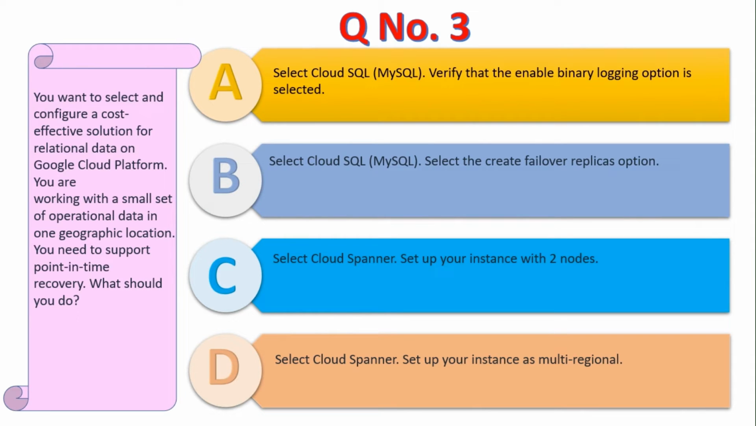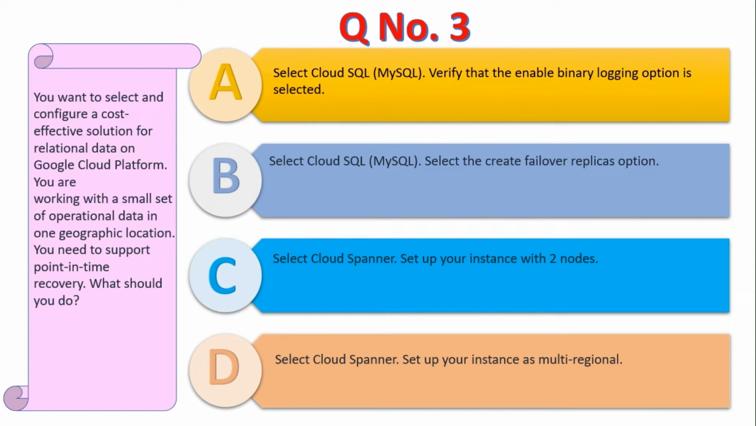Question number three. You want to select and configure a cost-effective solution for relational data on Google Cloud Platform. You are working with a small set of operational data in one geographic location. You need to support point-in-time recovery. What should you do? Option A, select Cloud SQL, that is MySQL. Verify that the enable binary logging option is selected.